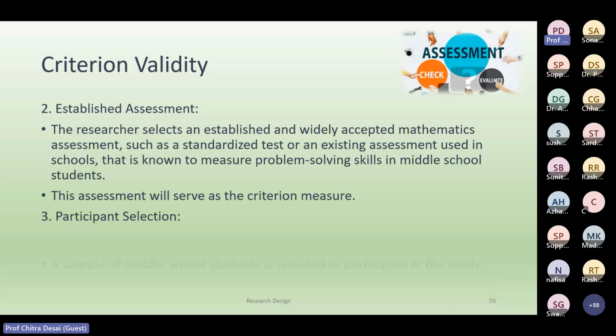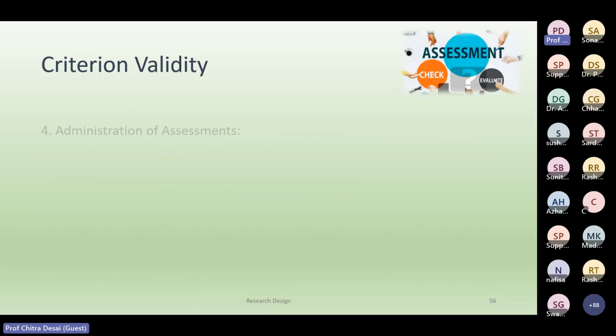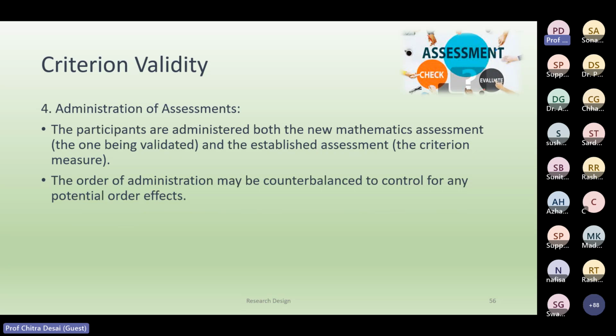Then we go for the participant selection through sampling methods, which will be representing a larger population. Then we go for the administration of this assessment. When we say administration of this assessment, it is about both the new mathematics assessment and the established assessment. And here comes the criterion measure. The order of administration has to be counterbalanced to control any potential order effects.